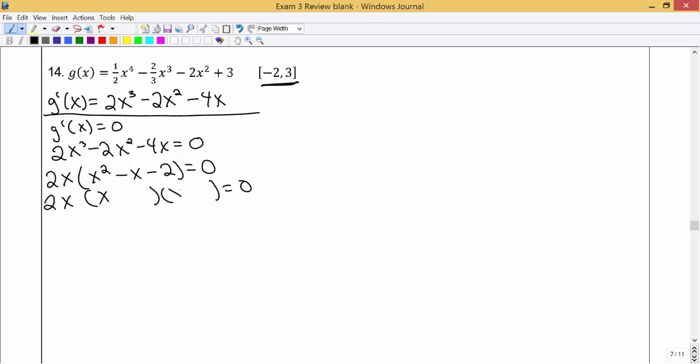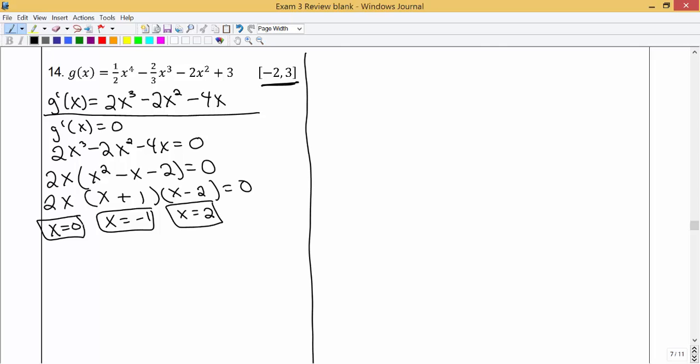That's x and x, 2 and 1, with a +1 and a -2. So we set each one of these factors equal to 0. We're going to get x equals 0, x equals -1, and x equals +2. Alright, here are 3 x values that represent potential relative maxes and mins within our boundaries. And let's double check to make sure that all 3 of them are within the boundaries before we check.